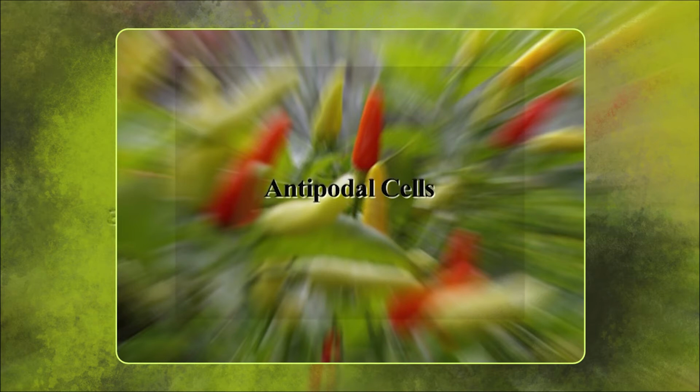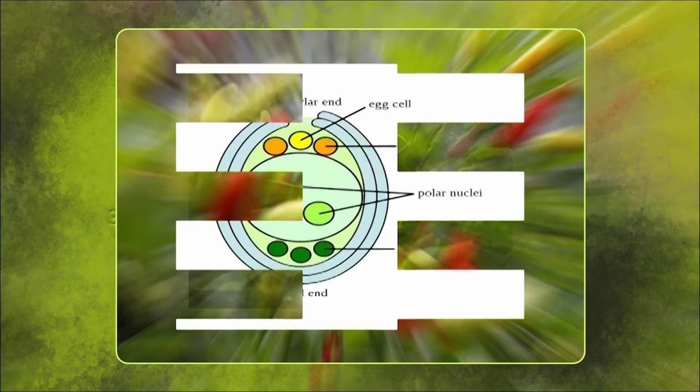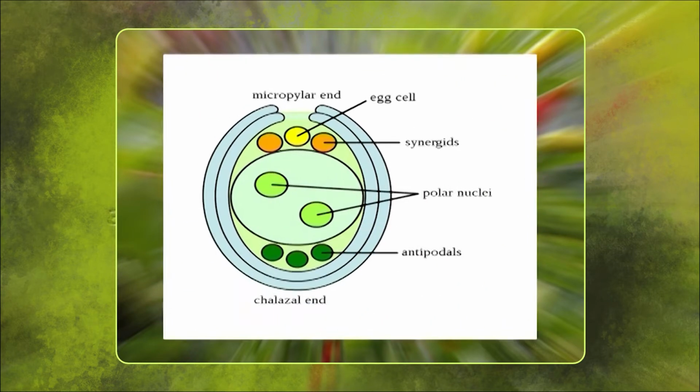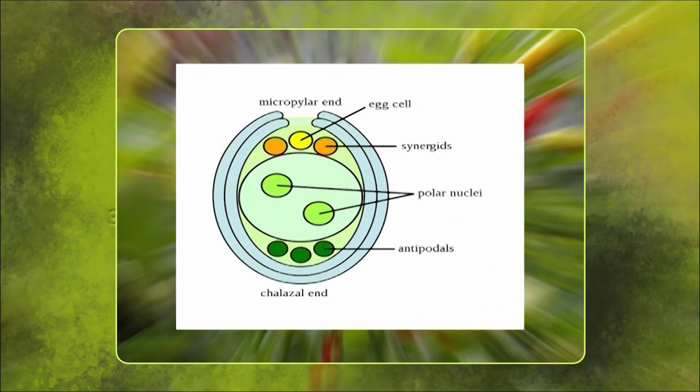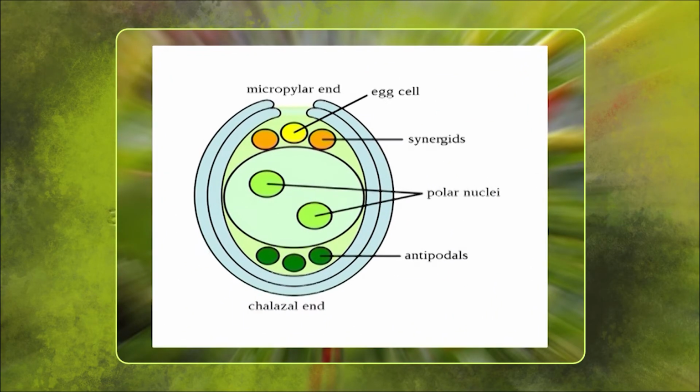Number 3, antipodal cells. These cells lie at the chalazal end of the embryo sac. They exhibit greatest variation amongst all the cells of the embryo sac. Usually, they degenerate before or soon after fertilization without any appreciable enlargement. In a typical Polygonum type of embryo sac, there are 3 antipodals, but occasionally they may divide and then their number increases.